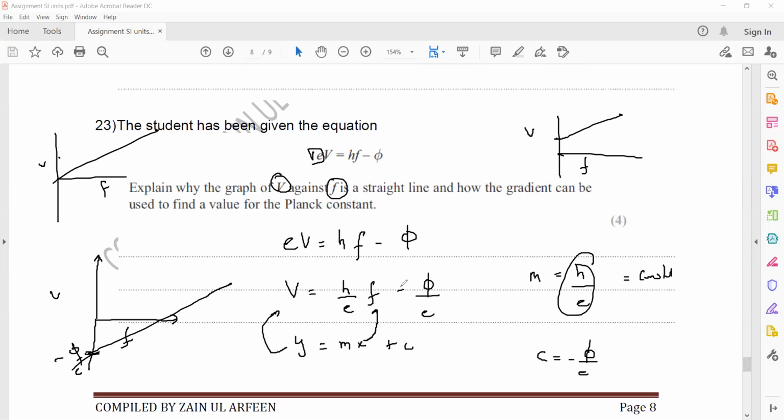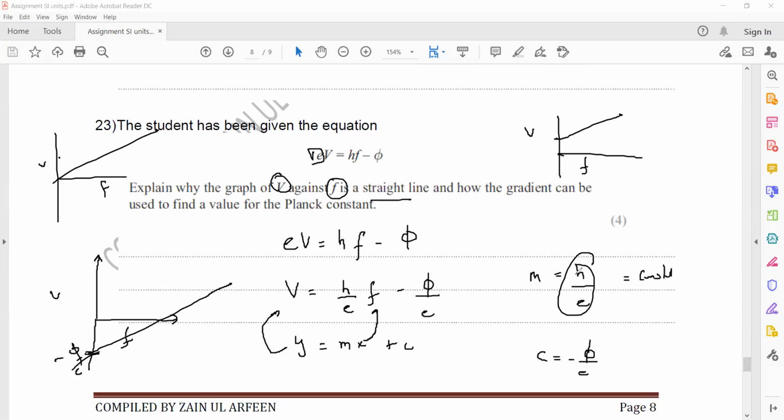So why is it a straight line? Because we have to show that it's a straight line. Because the gradient is Planck constant divided by charge of electron, which is also constant. So when you divide the two constants with each other, you will get a constant answer. That's why the gradient will be constant.